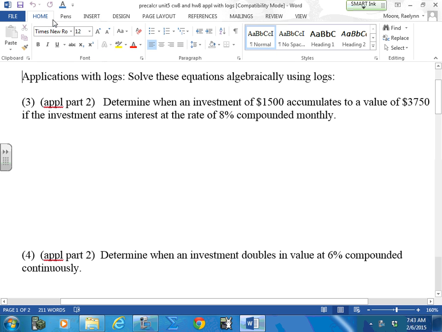Equation. So we did this one using a graph. We invested $1,500 and it accumulates to a value of $37.50 at a rate of 8%. That's okay, Brianna. Compounded monthly. Remember doing these? Yeah, this was probably like a month ago.